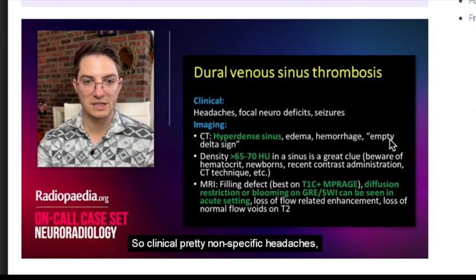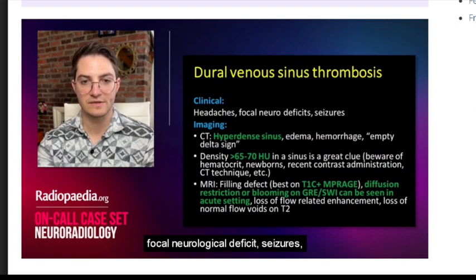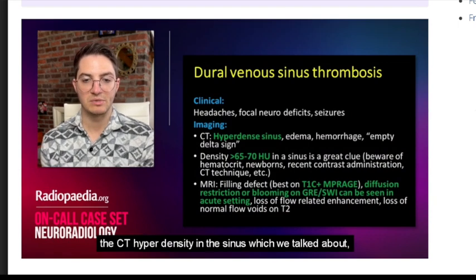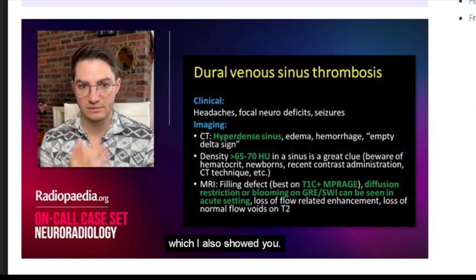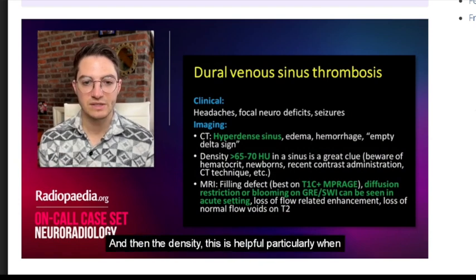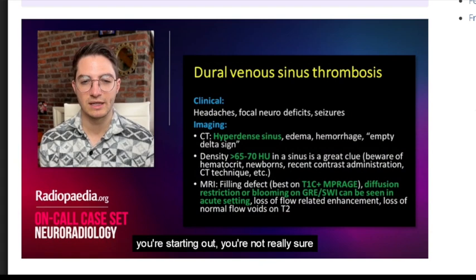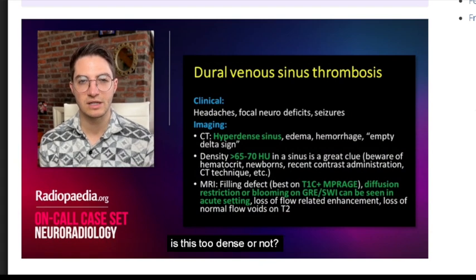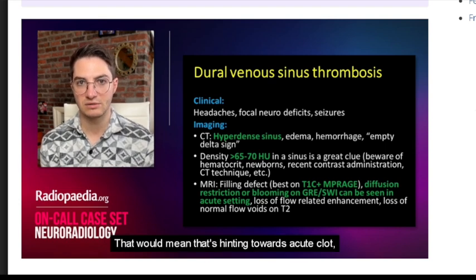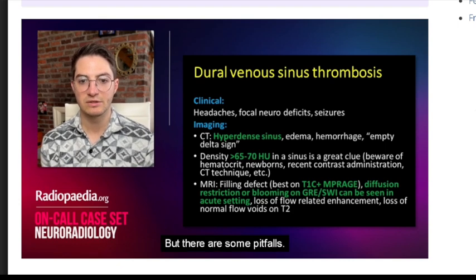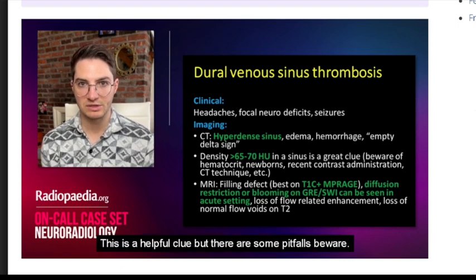So clinical: pretty nonspecific headaches, focal neurological deficits, seizures, the CT hyperdensity in the sinus, which we talked about, and the empty delta sign, which I also showed you. And then the density, this is helpful, particularly when you're starting out. You're not really sure, is this too dense or not? If you put a Hounsfield measurement on it, it's usually in the 65 to 70 range for too dense, and that would hint towards acute clot, which tends to be dense. But there are some pitfalls.